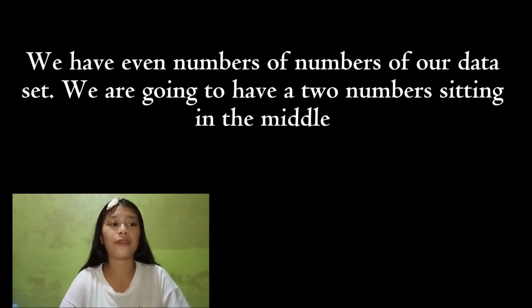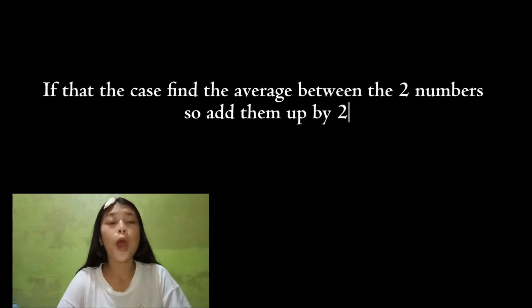If we have an even number of values in our data set, we are going to have two numbers sitting in the middle. If that's the case, find the average of the two numbers: add them up and divide by 2.